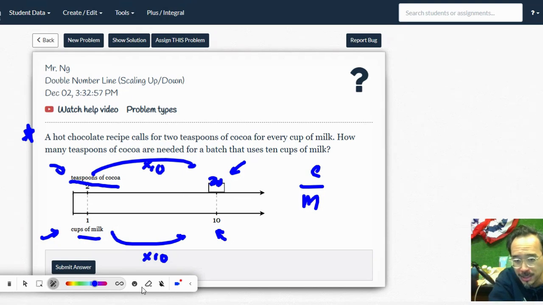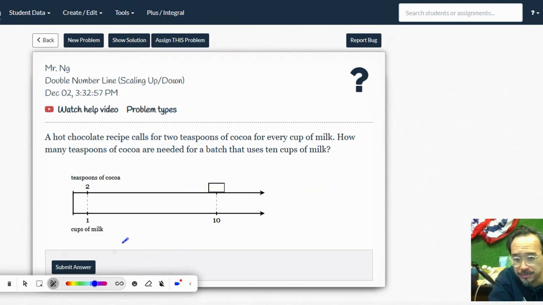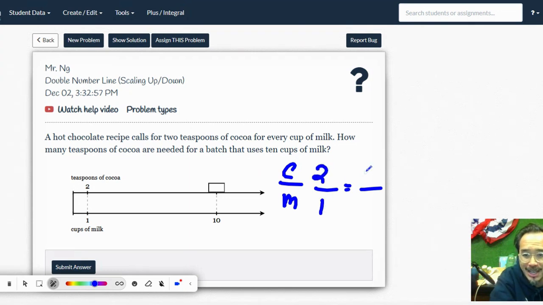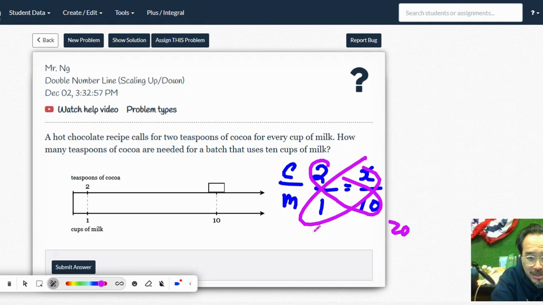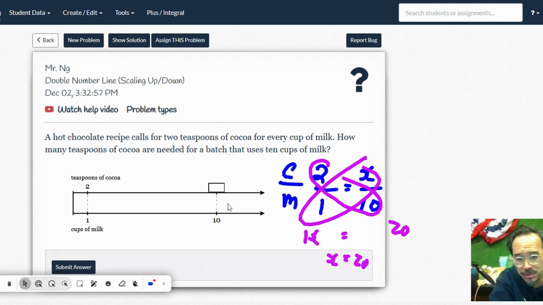And you'd be right. Now, if we look at it a different way, you can also set it up, right? Like cocoa and milk. So 2 teaspoons of cocoa for 1 cup of milk. How many teaspoons of cocoa for 10 cups of milk, right? And then you could cross multiply and divide. So that's 2 times 10, that's 20 divided by 1, right? So we got 20. All right, so it's pretty straightforward, right?